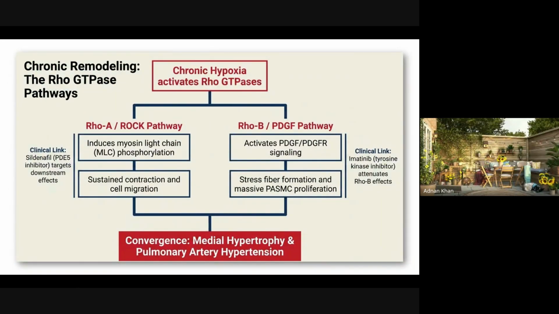This chronic remodeling basically works through the Rho-GTPase pathway. Persistent hypoxia activates the Rho-GTPase pathway, which drives chronic pulmonary vascular remodeling through two complementary pathways, the RhoA pathway and the RhoB pathway. The RhoA pathway promotes sustained vasoconstriction by increasing myosin light chain phosphorylation and calcium sensitization, while the RhoB pathway stimulates pulmonary artery smooth muscle proliferation and vascular remodeling. Together, these pathways produce medial hypertrophy and increased pulmonary vascular resistance and pulmonary hypertension.